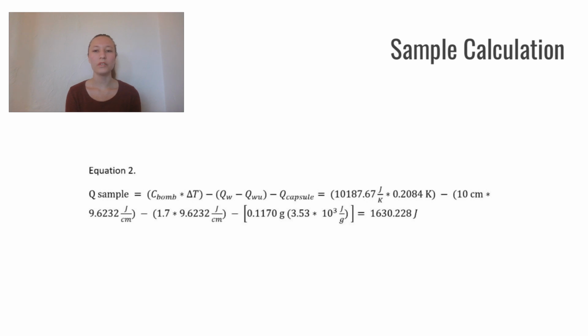QW and QWU correct for the ignition wire that is left unburned, 9.62 joules per centimeter of wire. Q capsule is 3.53 kilojoules per gram, determined by the mass of the gelatin capsule. If no capsule is used, omit this term. Q sample is equivalent to delta U combustion because the bomb calorimeters have constant volumes. An example is shown in cyclohexane trial 1.